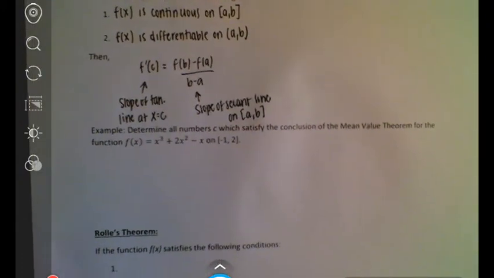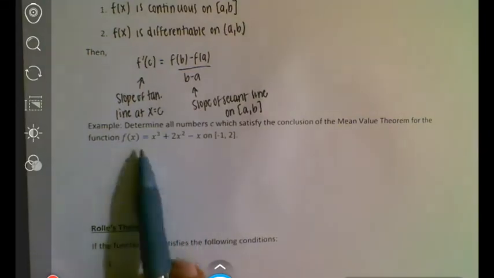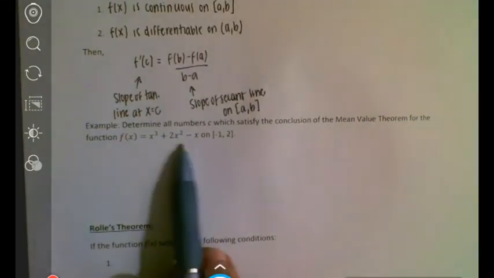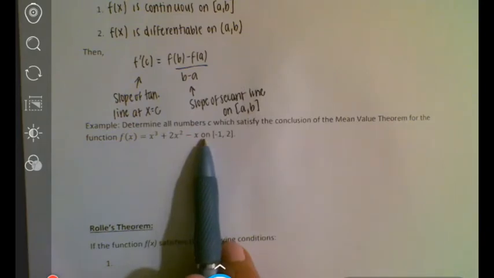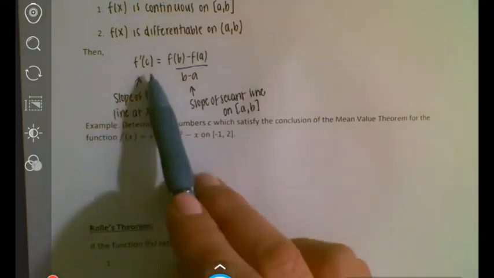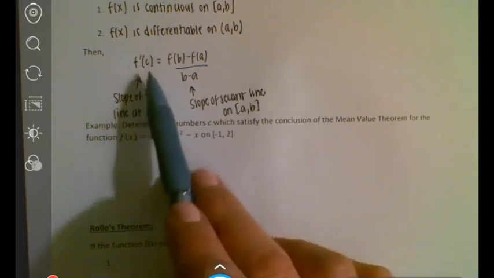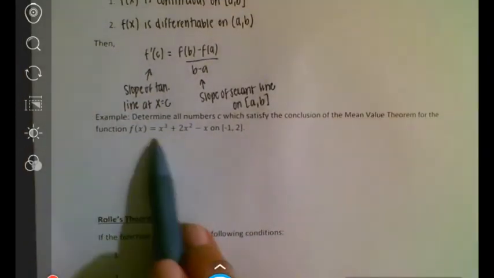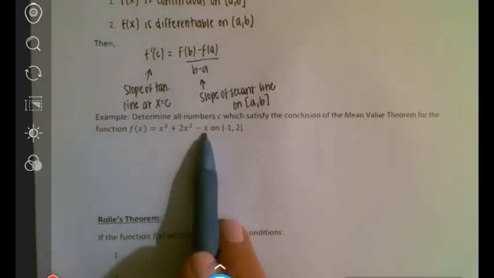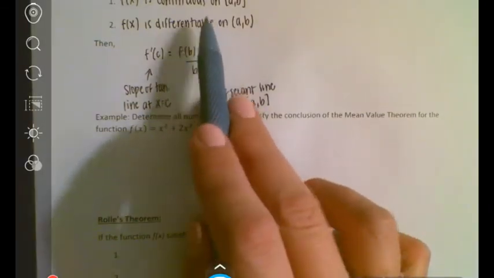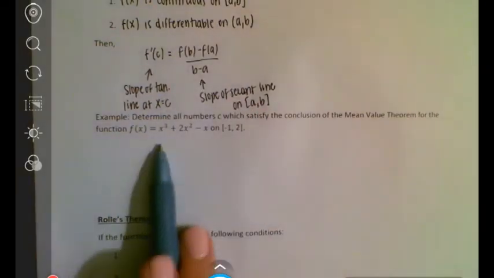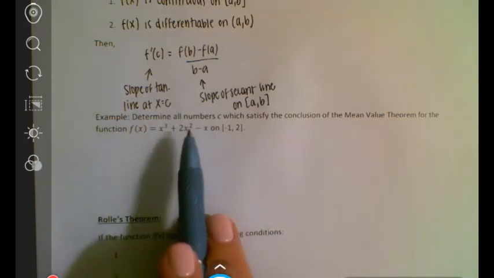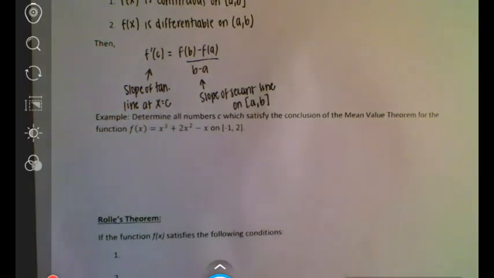So if we look at a quick example of this, we're given some polynomial function. So we know this is a cubic type function. We want to determine all numbers c which satisfy the conclusion of the mean value theorem. So basically what we're looking for is what is this x value where the slope of the tangent line is equal to the slope of the secant line. And because this function is a polynomial function, it will always be continuous and it will always be differentiable because it's not going to have any breaks, holes, or asymptotes, and there's not going to be any corners or cusps.